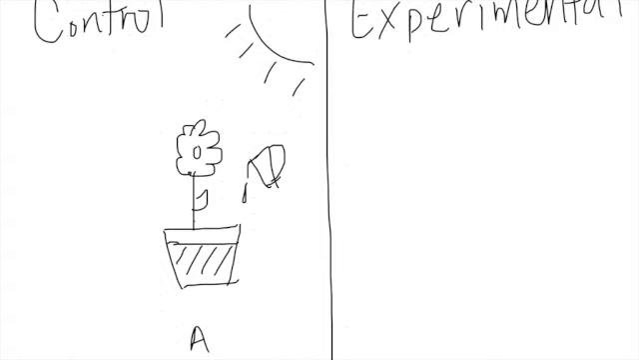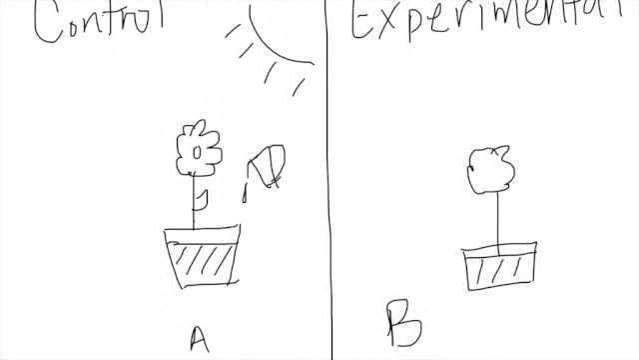So if this is group B, in group B we have a plant that's in the exact same type of pot, it's the exact same type of plant, it's getting the exact same amount of water, it's getting the exact same amount of sunlight. So everything in this group is a constant. It's the same between both groups. The only thing that is different that we would add is the independent variable.